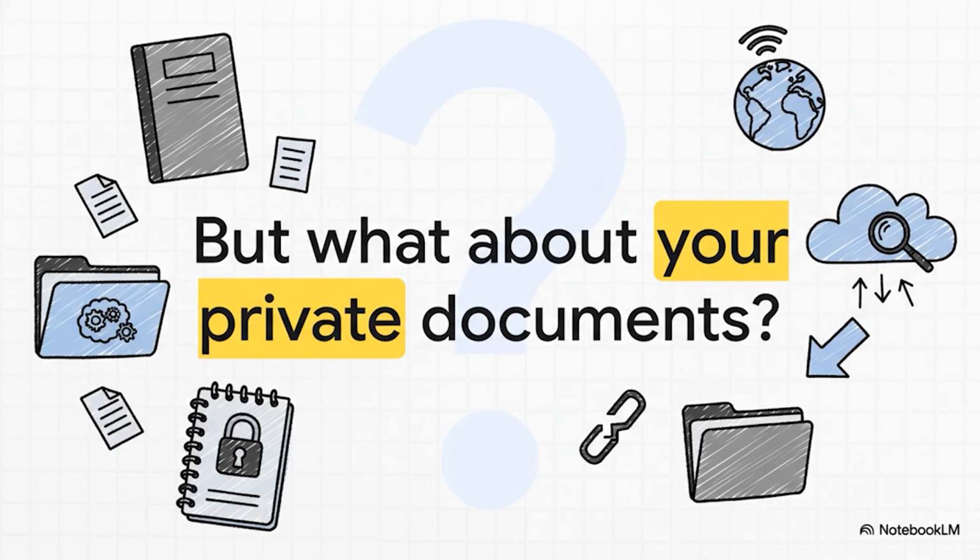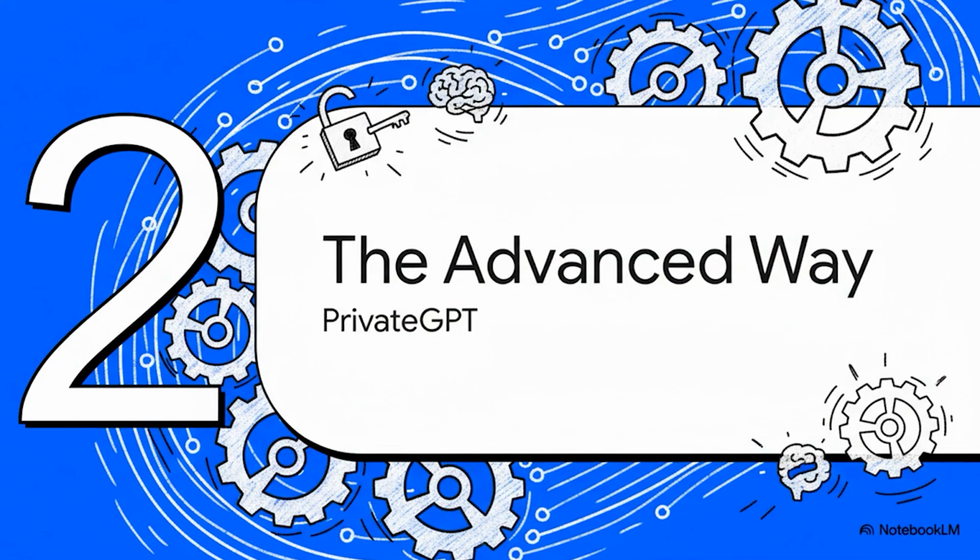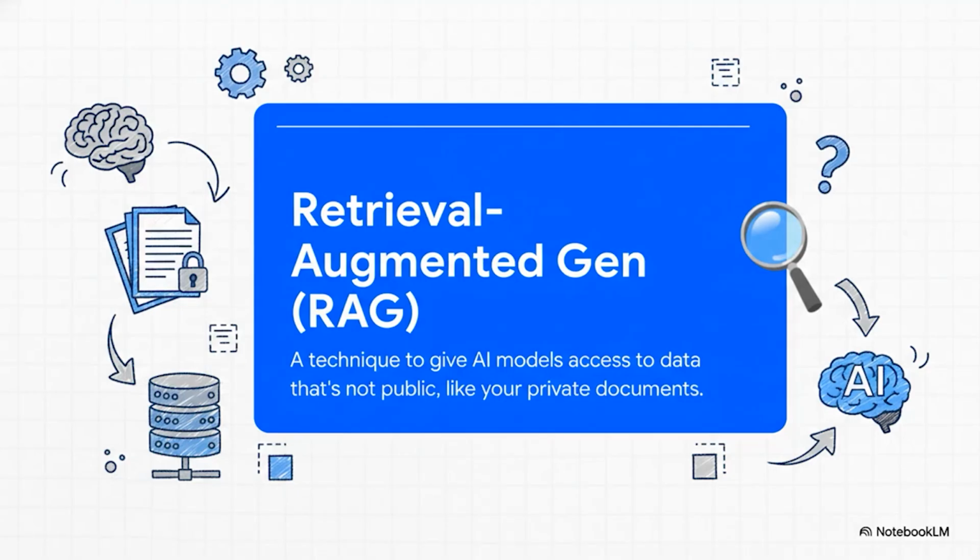Okay, so this is all great, but there's a really important catch. Ollama is powerful, for sure, but it only knows about public stuff from the internet, the data it was trained on. So what about your stuff? Your personal notes, your PDFs, all your private files? Yeah, it has no idea they even exist. All right, to unlock that next level, we need to get a bit more advanced. And for that, we're going to turn to a tool called PrivateGPT. PrivateGPT works using this really cool technique called Retrieval-Augmented Generation, or RAG for short.